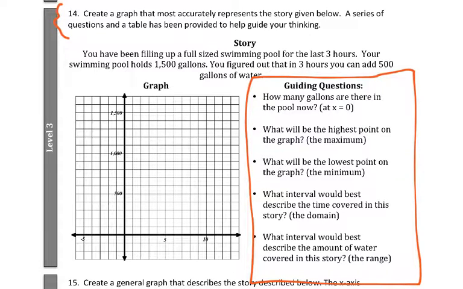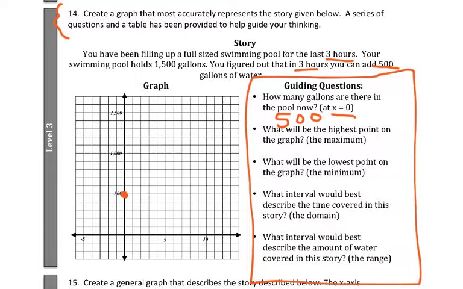So for example, this first guided question here, how many gallons are there in the pool now? And it's telling us that right now, x equals 0. So right now, in the story, we have been filling up for 3 hours, and we know that every 3 hours we can add 500 gallons. So right now, we know that there are 500 gallons in the pool. So we know that this dot is going to end up on our graph somewhere.